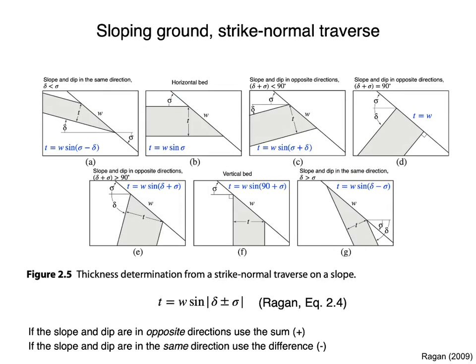For the traverse perpendicular to the strike direction, these figures summarize all possible situations. All these situations boil down to this equation, where if the slope, sigma, and dip of the layer, delta, are in opposite directions, one must use the sum of them, while if they are in the same direction, one must use the difference of them.